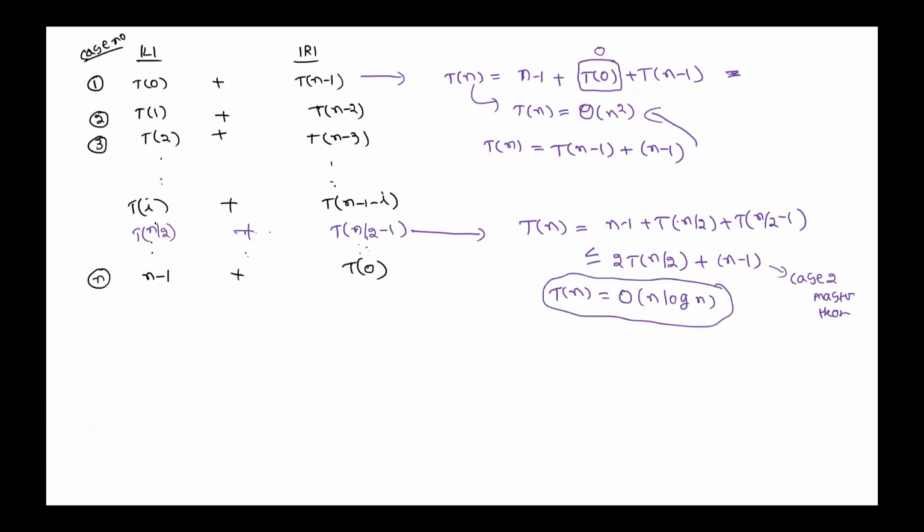But here it is theta of n squared. That means what? Are all cases the same or not? Are different cases going to give different running times or not?